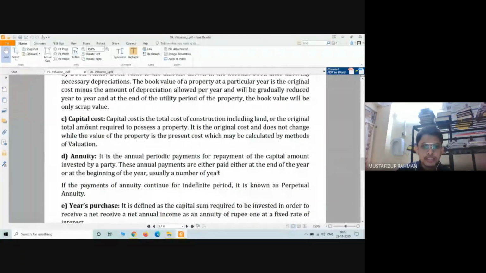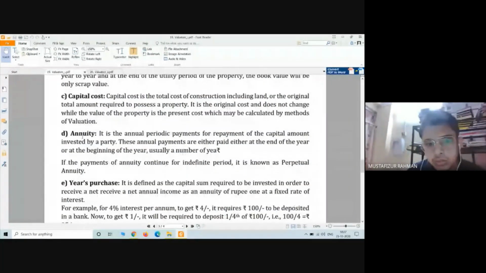Now, annuity is when every year we keep some money to repay that property, to be equal to the actual cost. It is called annuity because it is collected and kept after a certain period of time. It can be annual most of the time, but it can also be every 6 months or monthly. Generally it will be annual.